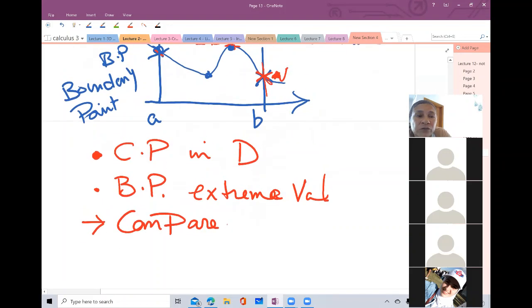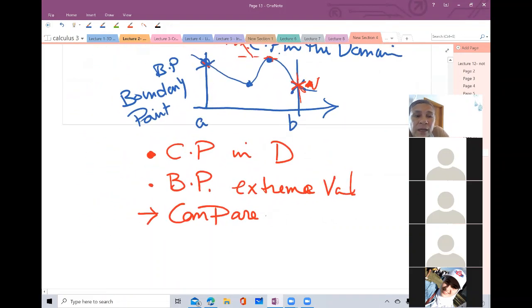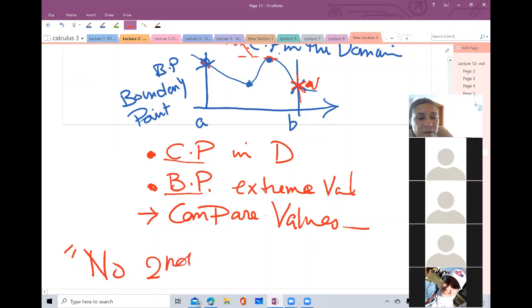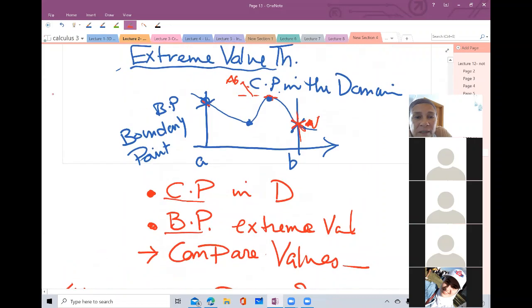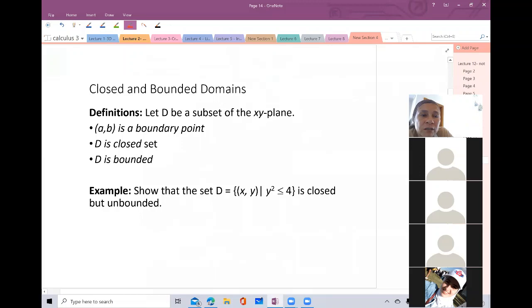So again, to find my absolute extrema in a closed domain, all I have to do is check my critical points, my boundary points, and then compare the values. That's it. Remark: please don't do the second derivative test. It doesn't have any meaning here. Even if I did the second derivative test and concluded this is a maximum, I could still find the boundary higher than it, so it doesn't make sense. Like here, it's a minimum, but the boundary is less than it. So the second derivative won't give me any additional information.